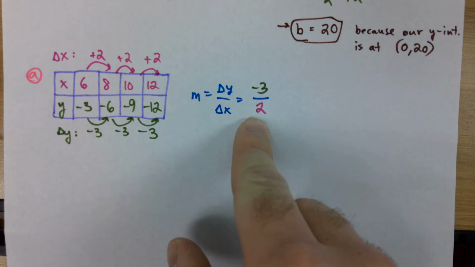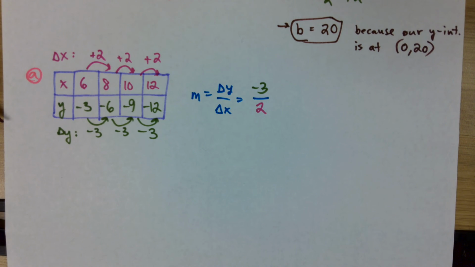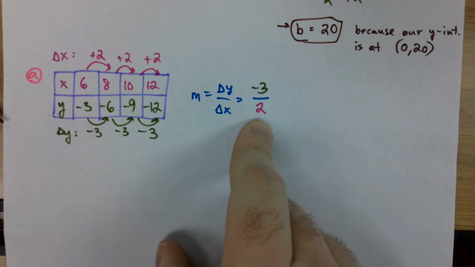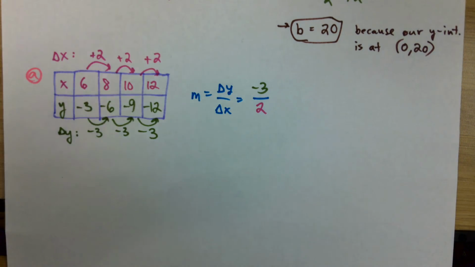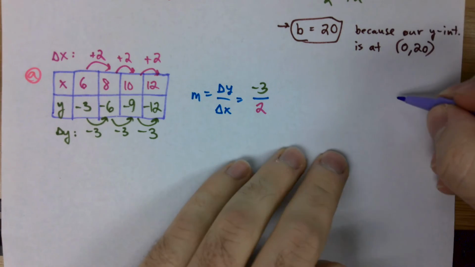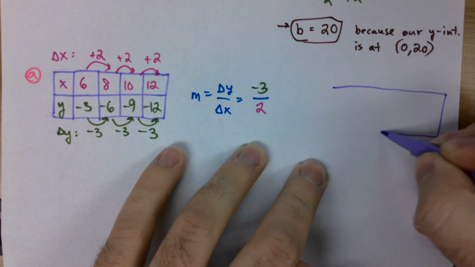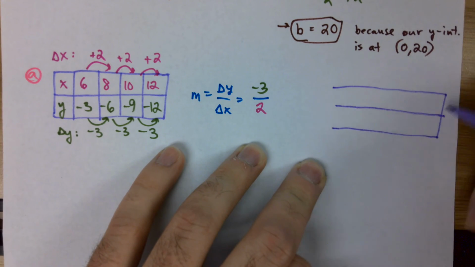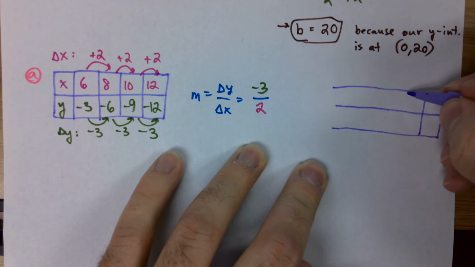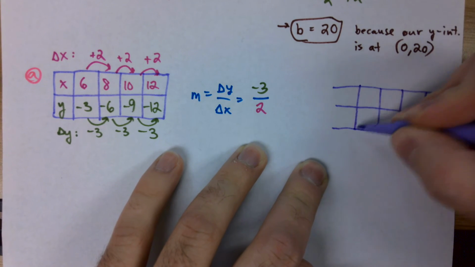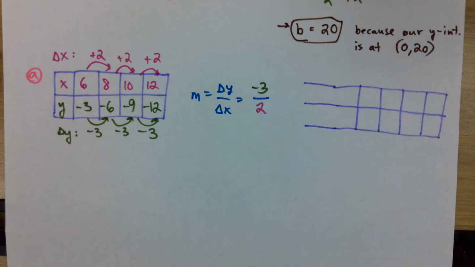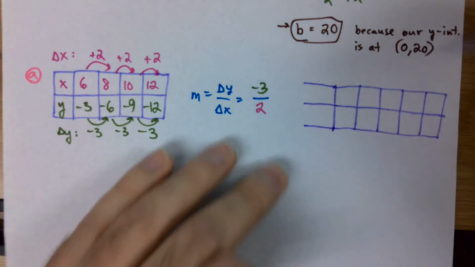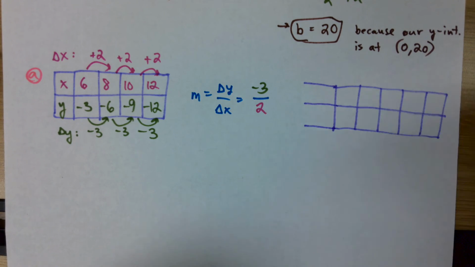Okay, so we got our slope. Let's go ahead and find the y-intercept. Now, we could use either option 1 or option 2 here. It doesn't matter. I want to show you guys option 2. So again, make another little box that's got an open side on the left. 1, 2, 3, 4, 5. Let's go with that.